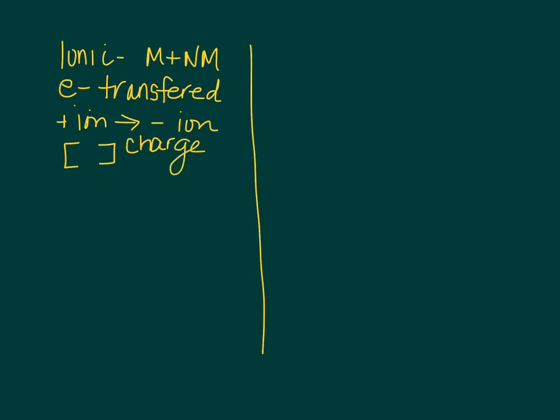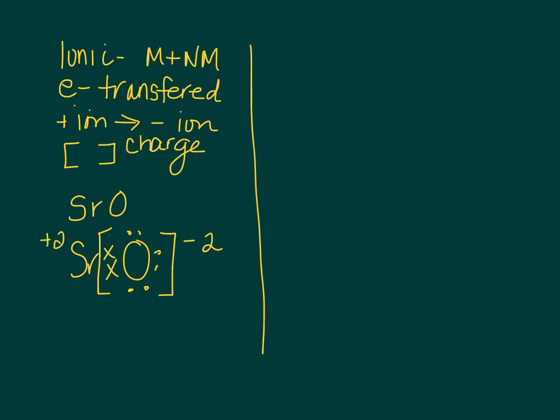So for example, SrO. Strontium has 2 electrons, oxygen has 6 valence electrons. Strontium's going to transfer 2 to the oxygen. Oxygen gained 2, so it gets the brackets and a -2, and the strontium gives up 2.